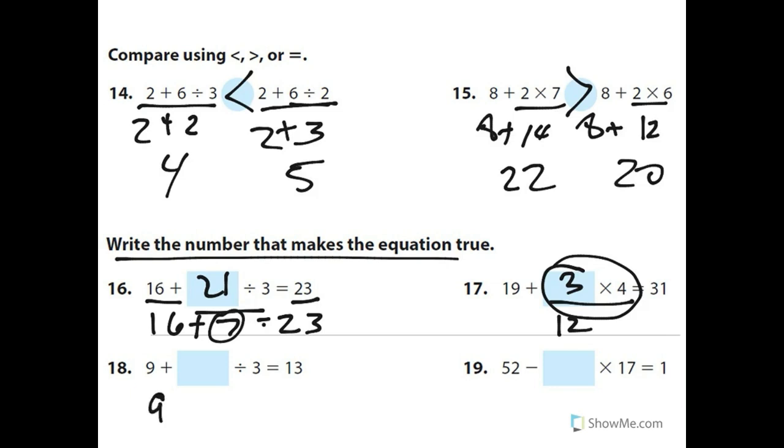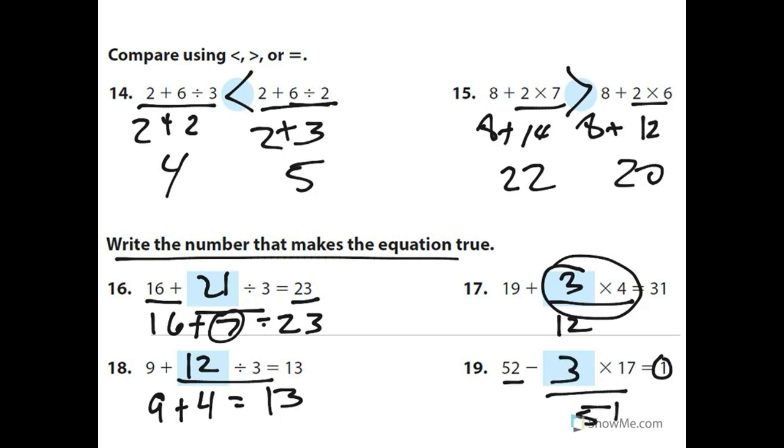Alright, so I know that 9 plus 4 equals 13. So whatever this is needs to equal 4. Well, 12 divided by 3 is 4. 19 is kind of difficult because the number is large. This is going to be subtracted, right? Because 52 minus something is going to be 1. Well, I know that it's going to be 51. This is going to have to be 51. And I know that 3 times 17 is 51. Yeah, that was a little more difficult, so I did it for you.